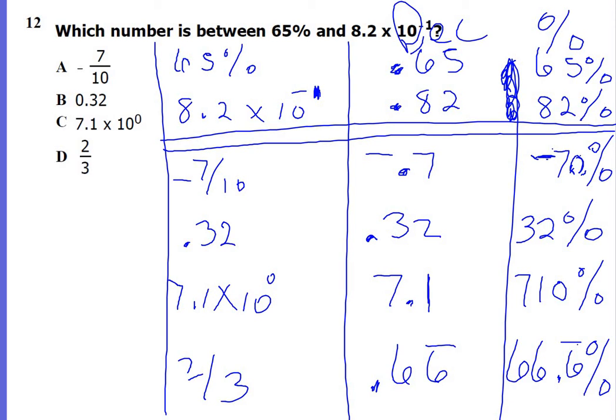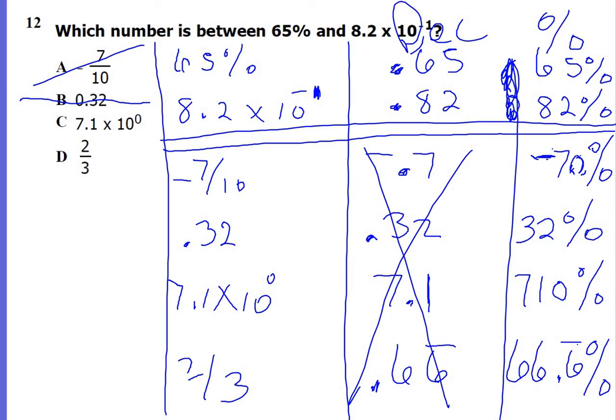Now go back to the top two numbers up here, okay? You want a percent that falls between 65 and 82%. Don't look at those anymore. So is negative 70 between 65% and 82%? It is not, so mark it out. Is 32% between 65 and 82%? It is not, so mark it out.